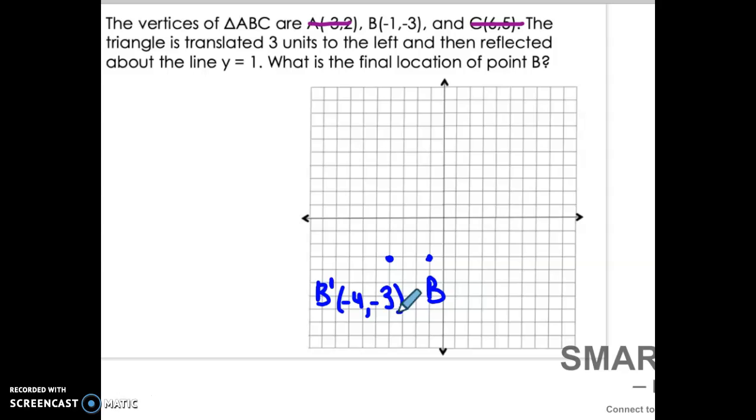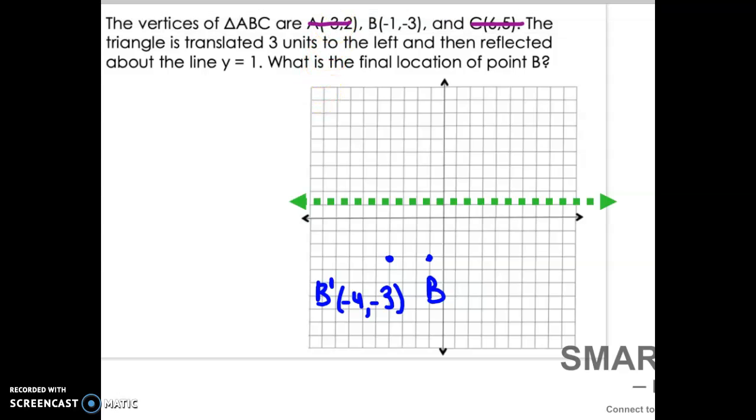Now we need to take our new point, B prime, and reflect it across the line y equals 1. We haven't practiced reflecting across y equals 1 before, but remember we can reflect across any line. So we practiced reflecting across the x-axis, the y-axis, y equals x, and y equals -x, and now we're going to practice reflecting across y equals 1. So before we can reflect across that line, we need to actually put it on our graph. So remember, y equals 1 is a horizontal line. So we need to find the value of 1 on the y-axis because that line tells us that y equals 1. And we're going to draw in our line right there.